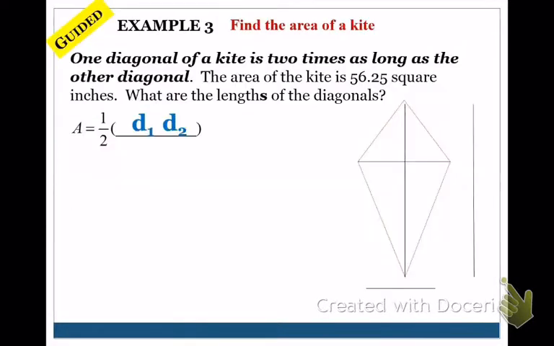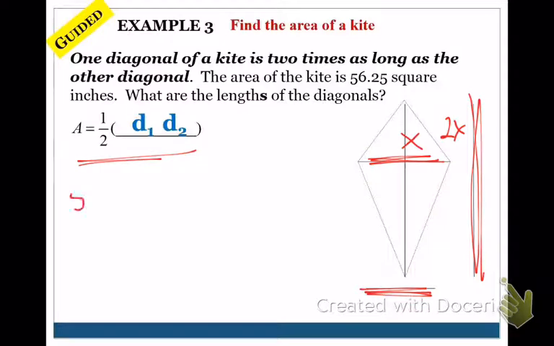Okay? All right, another example, another use. Okay, and again, where we can kind of go backwards. Okay, the area of this kite is 56.25 square inches. What are the lengths of the diagonals? And what we know is that one diagonal is 2 times as long as the other. So if we let this diagonal be x, that means that this longer diagonal has to be 2x. Here's your area formula.